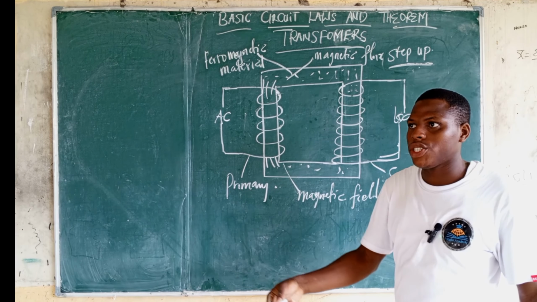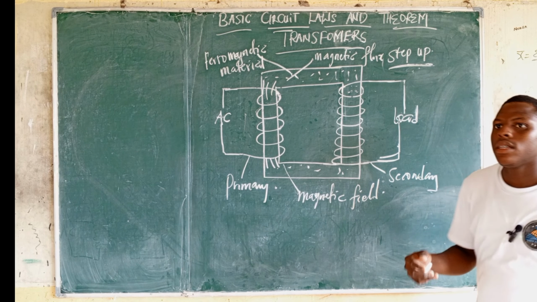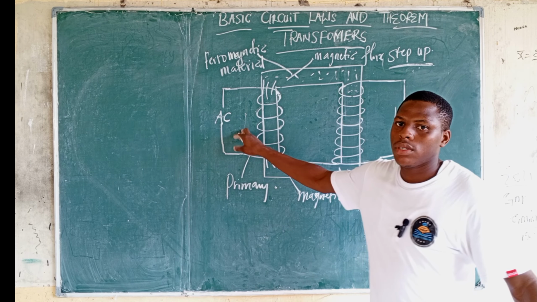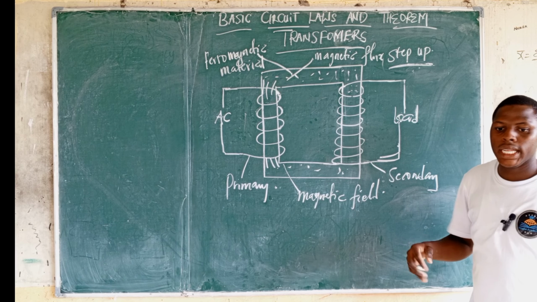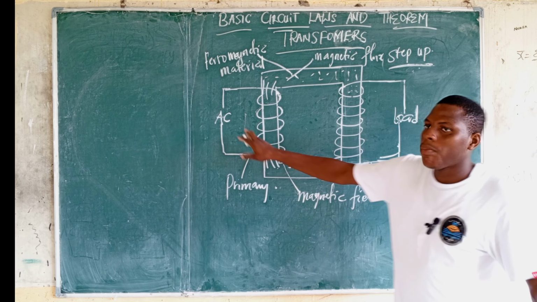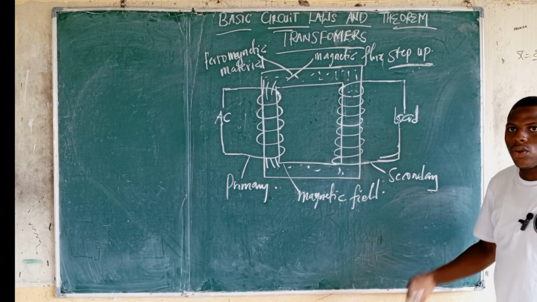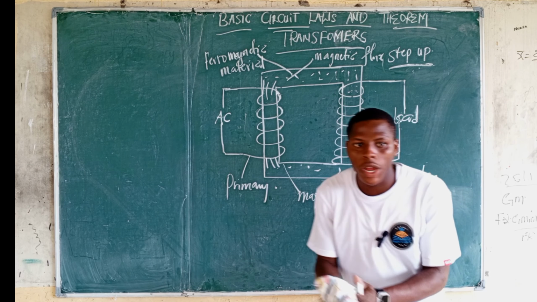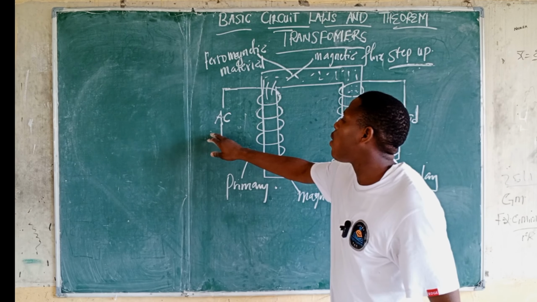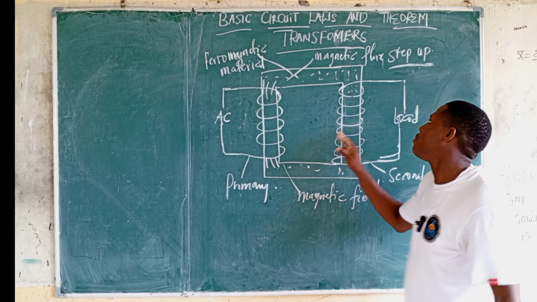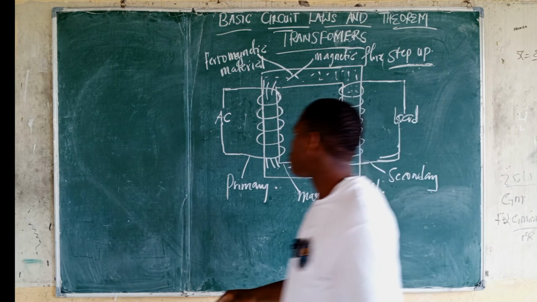In the absence of losses, your power input will be the same as your power output. What do I mean? When you ignore losses, the power in your primary will be the same as the power in your secondary.